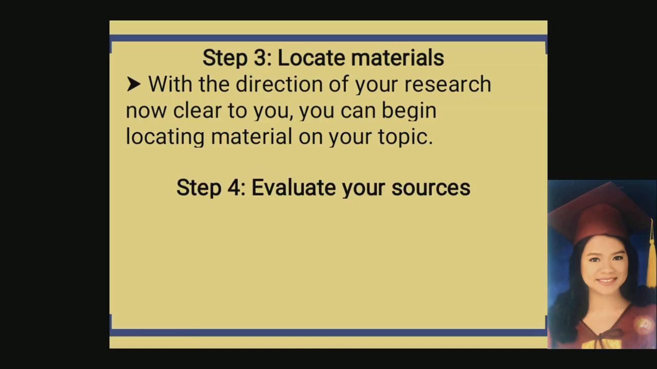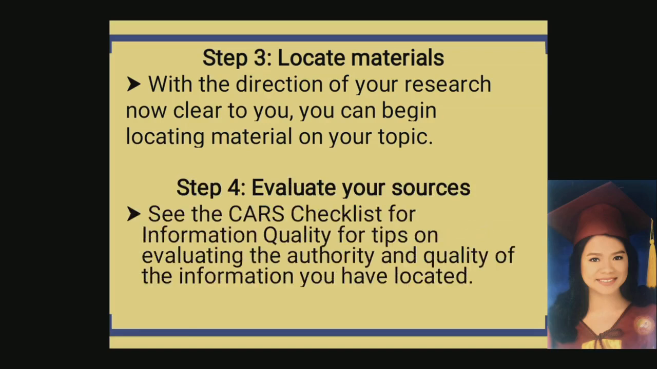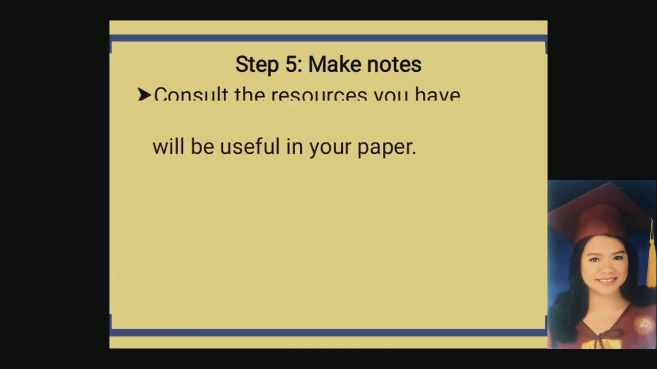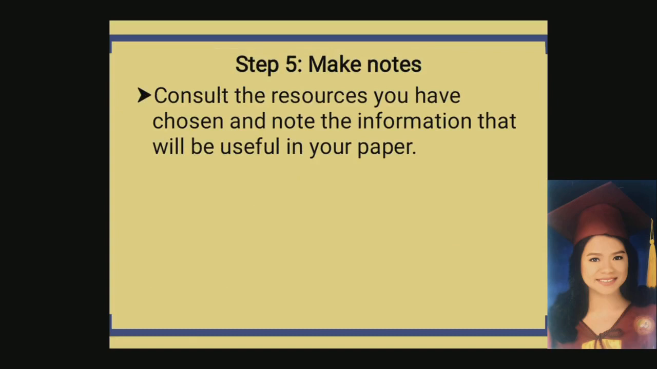Step 4. Evaluate your sources. See the CARS checklist for information quality for tips on evaluating the authority and quality of the information you have located. Always check the reliability of the sources. See if it's outdated or not. Step 5. Make notes. Consult the resources you have chosen and note the information that will be useful in your paper. So always keep the resources and information that will be useful in your paper, and be sure to document all the sources you consult.